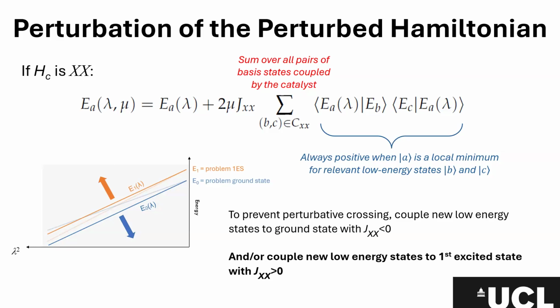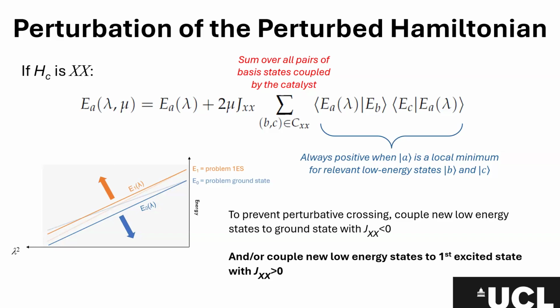What you can show is that this is always positive for relevant states. By relevant, I mean that state A is a local minimum, and states B and C are low in energy, close in energy to that local minimum. Given that all these summand terms are positive, which you'll have to take at face value here, it's kind of clear what you need to do in order to remove this perturbative crossing.